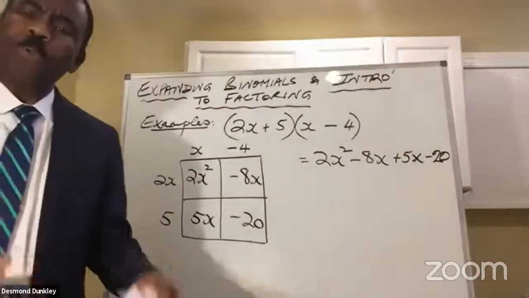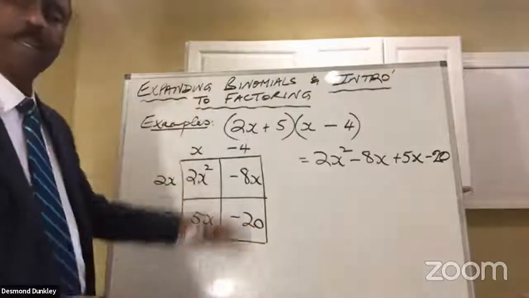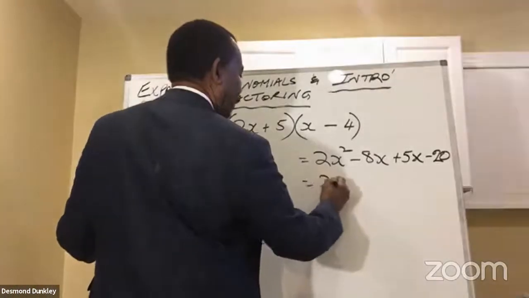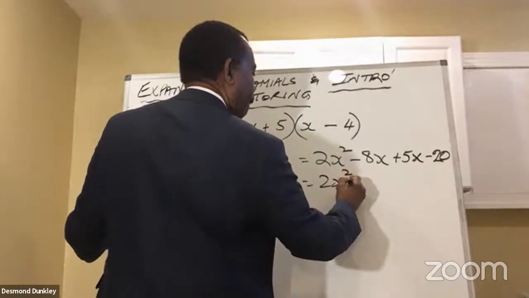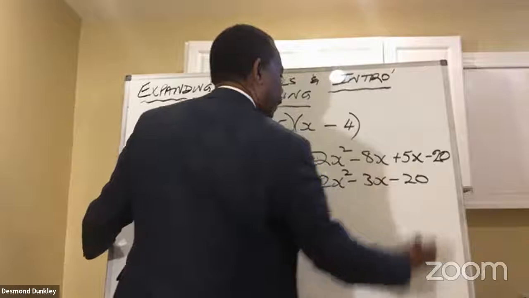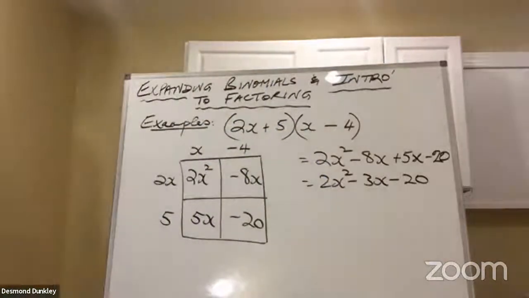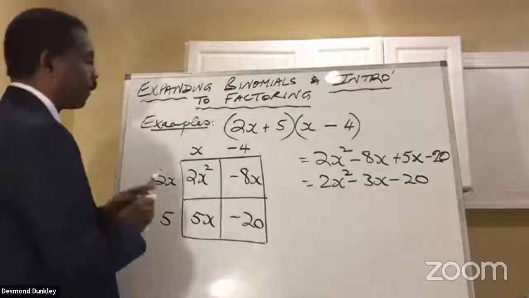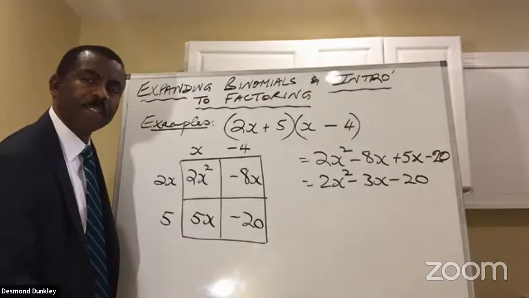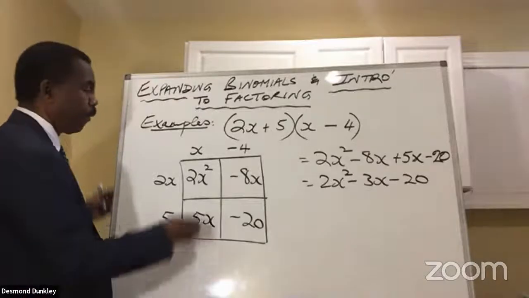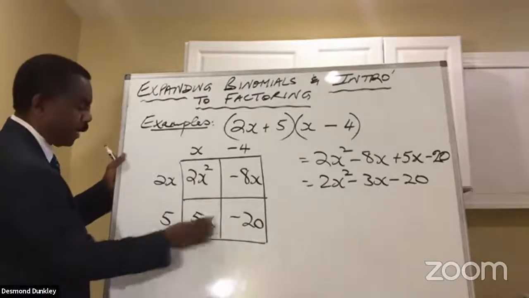Again, I'm showing it to you, so if you see it in a book, you know what's happening. So that's equal to 2x squared minus 3x minus 20. And of course, if this was extended to involve not just binomials, but say, for example, a trinomial, you just do the same process.